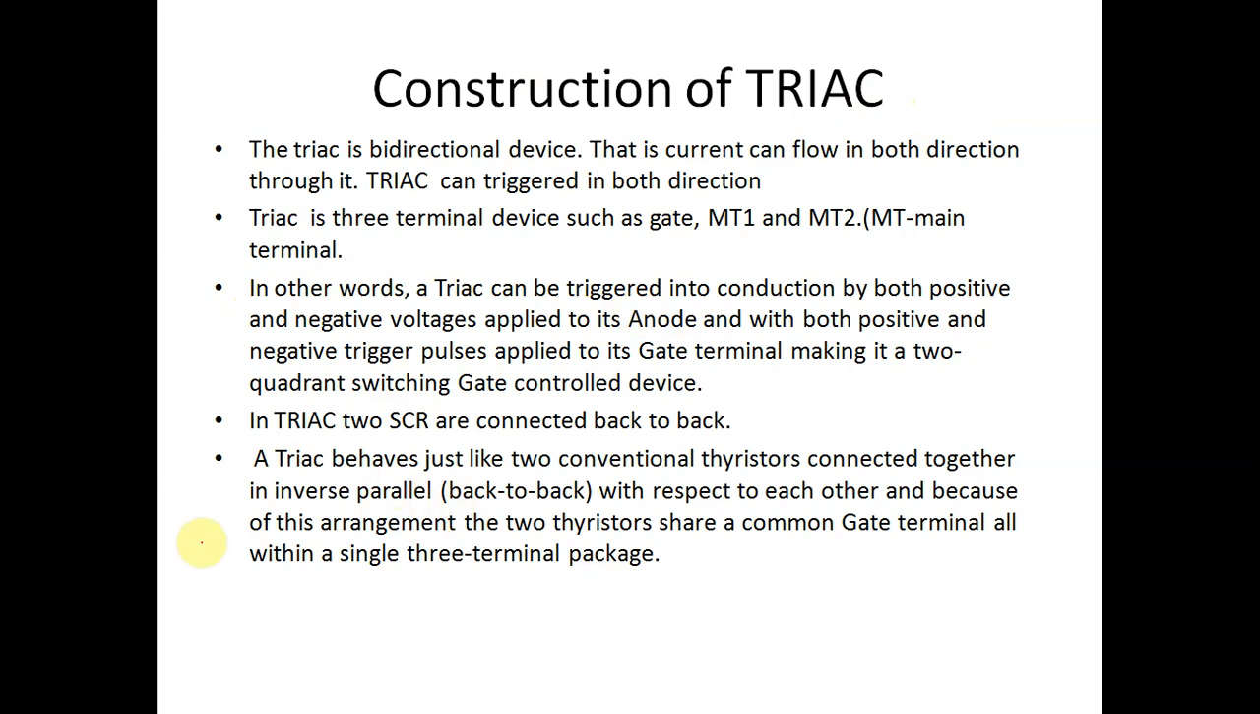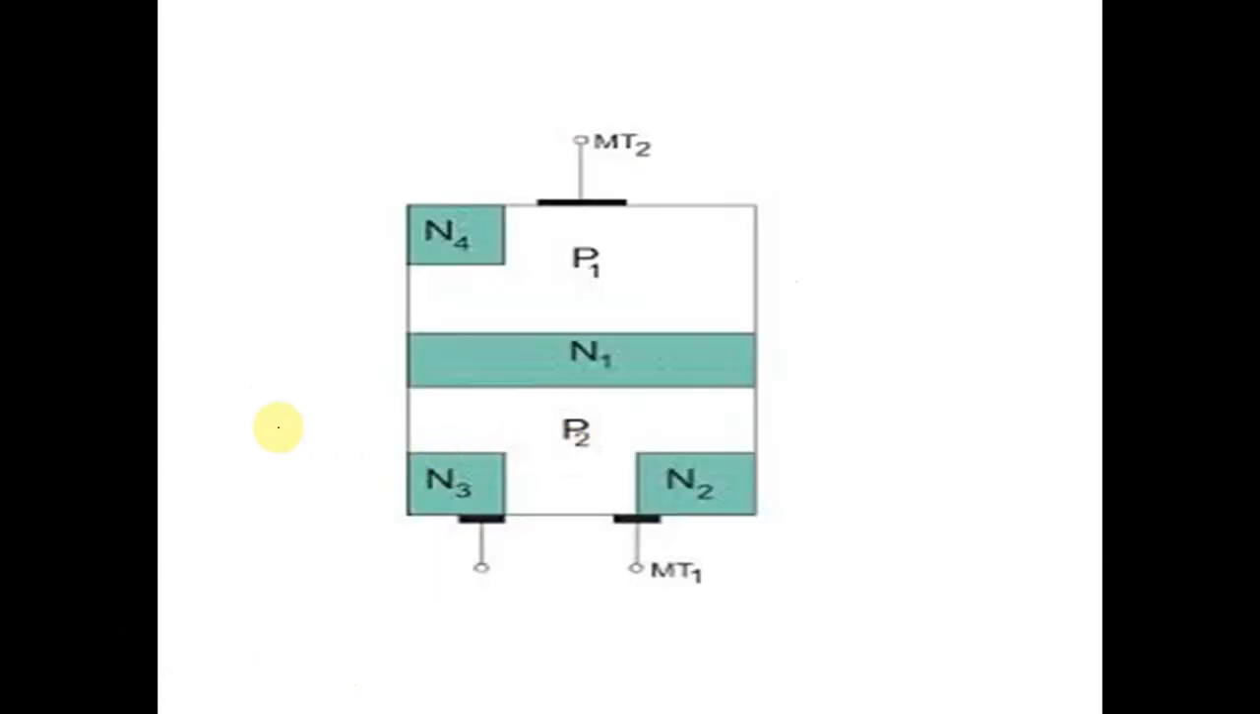Triac is nothing but two SCRs connected back to back, and it behaves just like two conventional thyristors connected together in inverse parallel, or back to back, with respect to each other. Because of this, the gate terminal is common between the two SCRs. This is the construction diagram of triac.